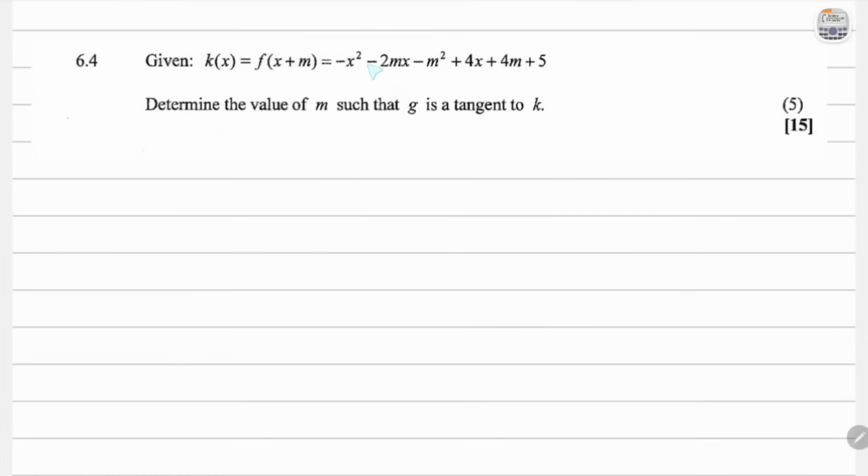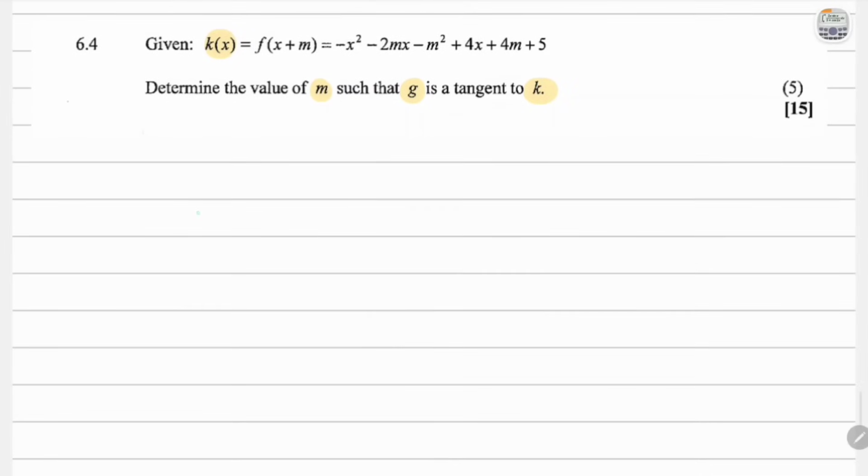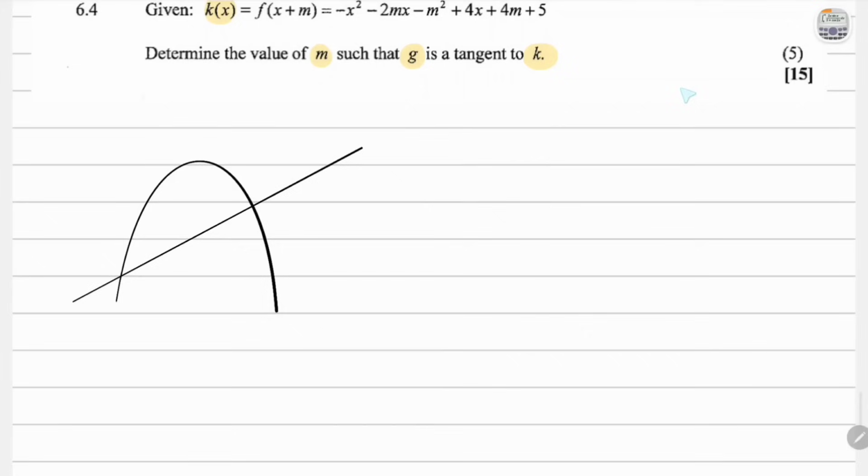But after that translation, it's equal to all of this. And they want us to determine the value of m such that g is a tangent to k. Okay, so the graph of f gets translated and it becomes k. And we need to find out the value of m for which g will be a tangent to k. Let's visually understand what's going on. We knew that the graph of f was a concave down parabola, and the graph of g was a straight line, an increasing straight line.